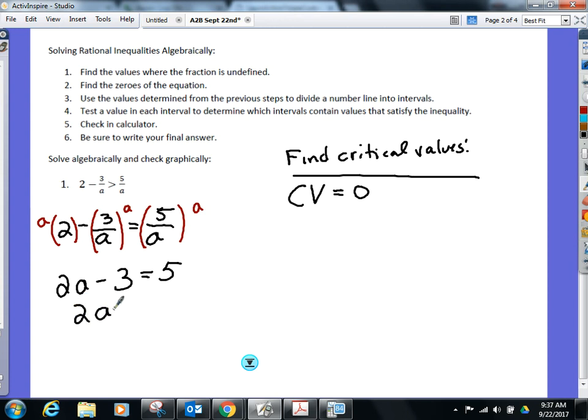So 2A equals 8. My other critical value will be 4. So my critical values are 0 and 4. So is everyone okay on how I found the critical value of 0 and the critical value of 4?